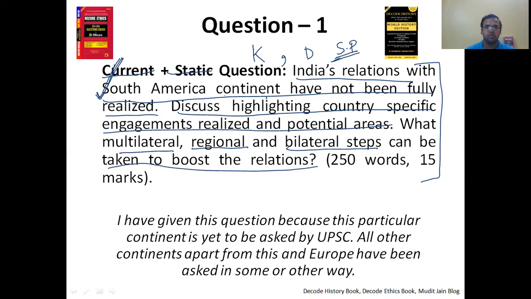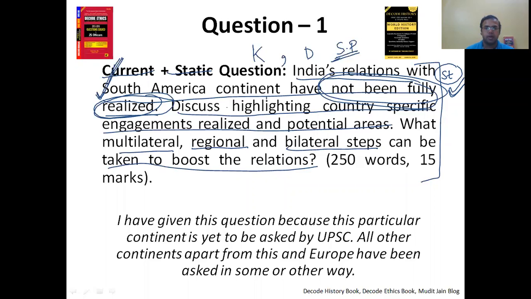India's relations with the South American continent have not been fully realized. Now this is the first part, that you have to prove that relations are not fully realized. This is anyway a statement, and as I told you in previous sessions, you have to address the statement. Do not directly jump to the question that is asked. Even if UPSC has written 2-3 lines before a question, those 2-3 lines are very important.